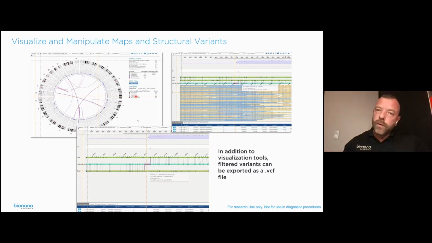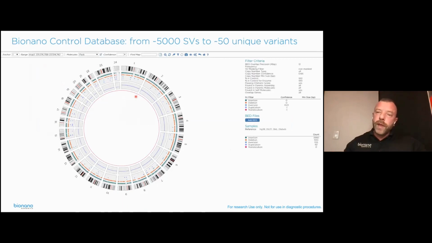And if you don't want to use our visualization software, you can export these structural variants as a standard VCF file and use any software you may have that can handle that. Now, what's important is that our software comes with a built-in control database of several hundred human genomes. And the reason why that matters is that it allows you to filter down these structural variants extremely easily in one click. So here's a normal sample.